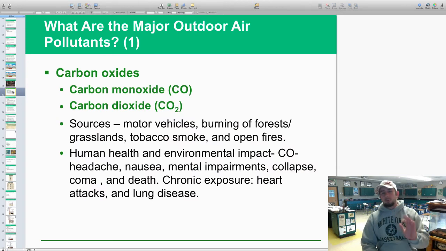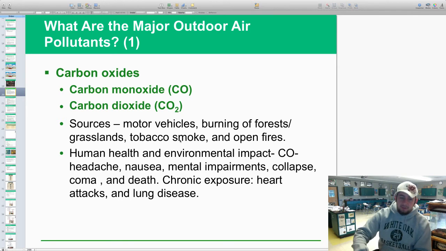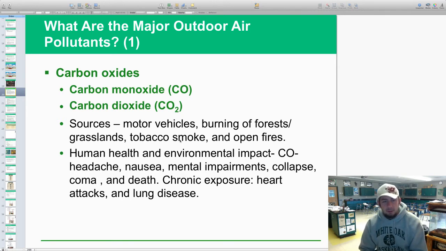So let's take a look at each of these different ones, and talk about what kind of human health problems they cause too. The carbon oxides, which include carbon monoxide and carbon dioxide, most sources come from motor vehicles or burning of forests, grasslands, tobacco smoke or open fires. Their human health impacts come with headaches, nausea, mental impairments, collapse, coma, or even death if you're subject to those chemicals at very, very high dosages and for long periods of time. Chronic exposure, which is long-term exposure, maybe not in huge increments, could cause heart attacks and even lung disease from these two types of chemicals.